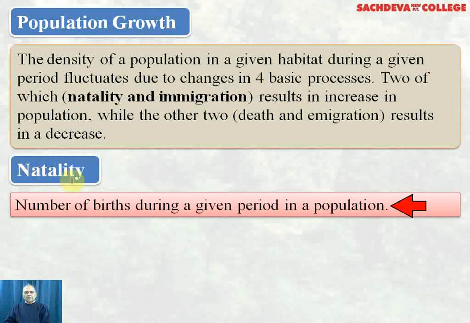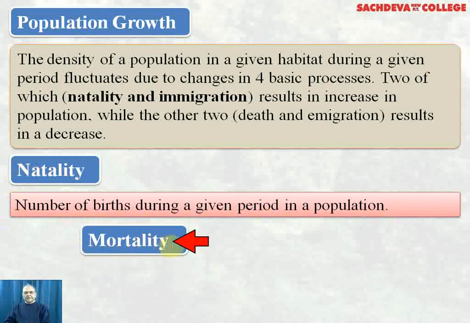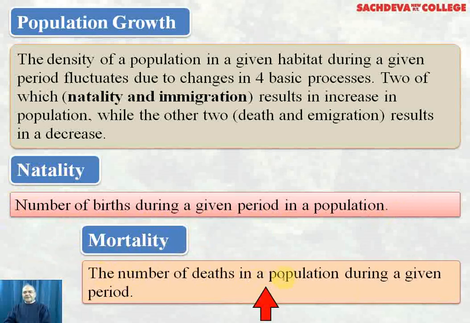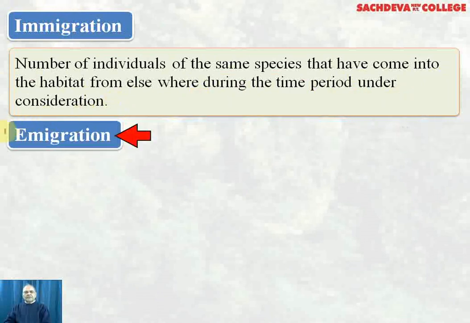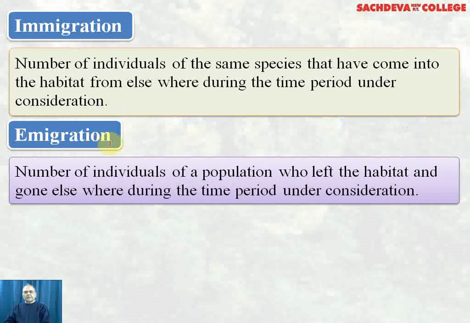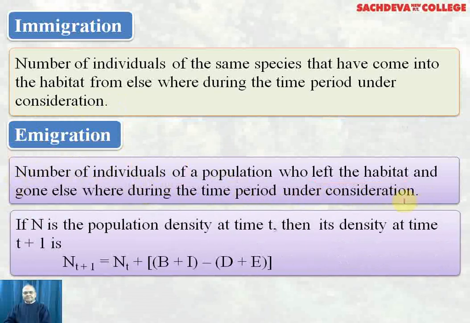Natality, the number of births during a given period in a population. Mortality, the number of deaths in a population during a given period. Immigration, the number of individuals of the same species that have come into the habitat from somewhere else during the time period under consideration. Emigration, the number of individuals of a population who left the habitat and gone elsewhere during the time period under consideration.